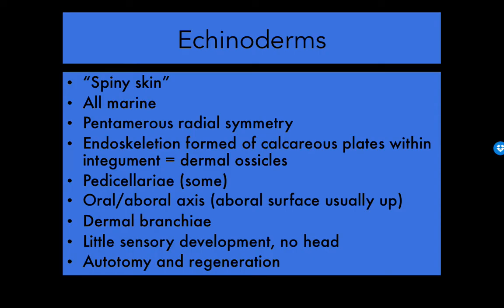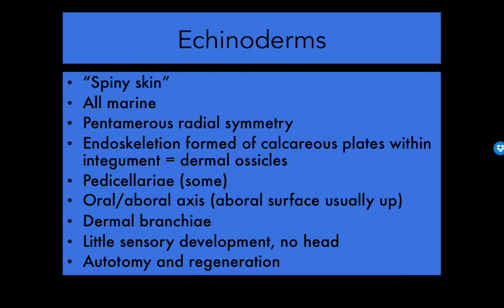They also have little bumps on the skin that you can use for sensation. They're called dermal branchiae. They also help them with respiration. But they don't have a sophisticated set of sensory systems. They don't have a brain. They do have nerves, but they don't see. They don't smell. They don't taste so much.